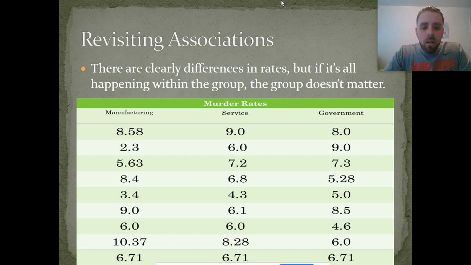So again, this is what perfect no association looked like. There's clearly differences in the rates, but everything is happening within the group. While 8.58 differs from 2.3, differs from 5.63, differs from 8.4, and so on down the line, even though there's all this variation within the group, the manufacturing group mean of 6.71 does not differ from the service sector group mean of 6.71, which does not differ from the government group mean of 6.71. Total those up, and none of it is different from the grand mean of 6.71.